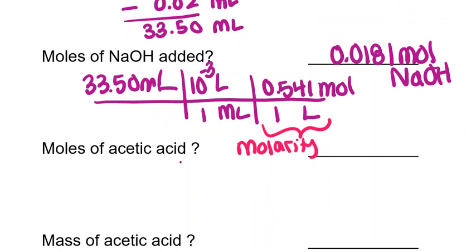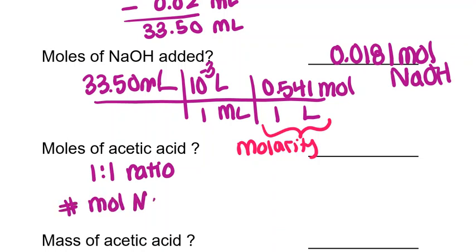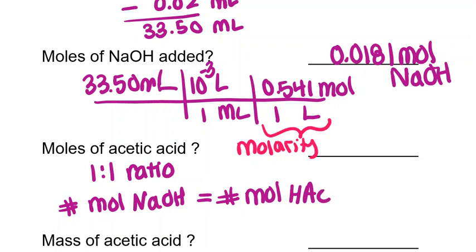So how many moles of acetic acid? Well, this is where we're using our coefficients in our balanced chemical equation. They react in a 1-to-1 mole ratio. In other words, the number of moles of sodium hydroxide at the equivalence point, which is approximated by our color change, the end point, is going to be equal to the moles of acetic acid. So in other words, we're going to use the same number here.